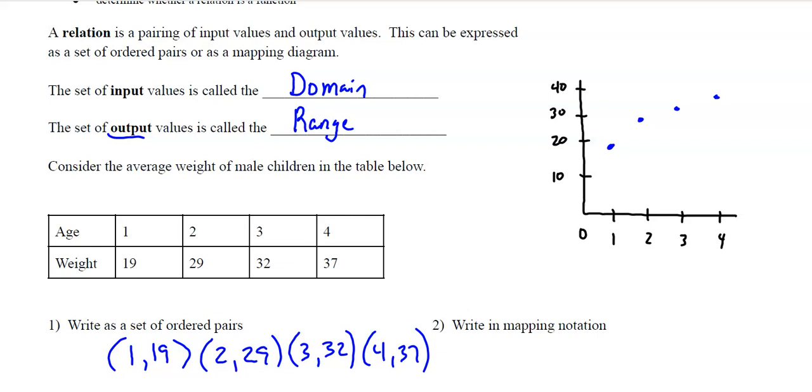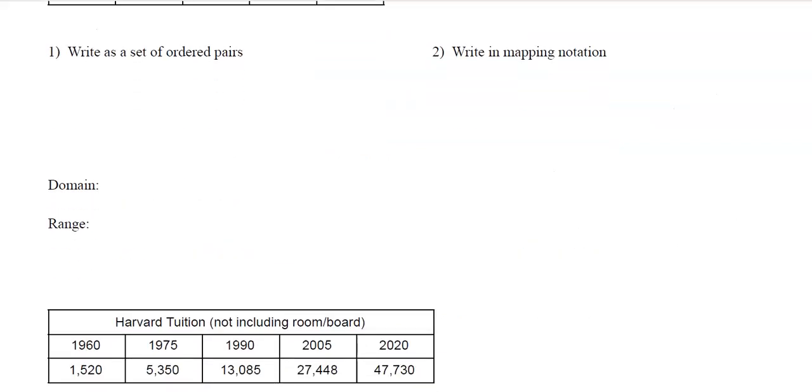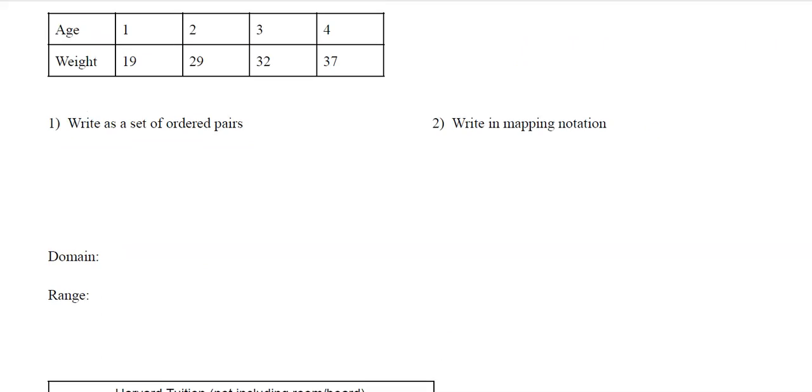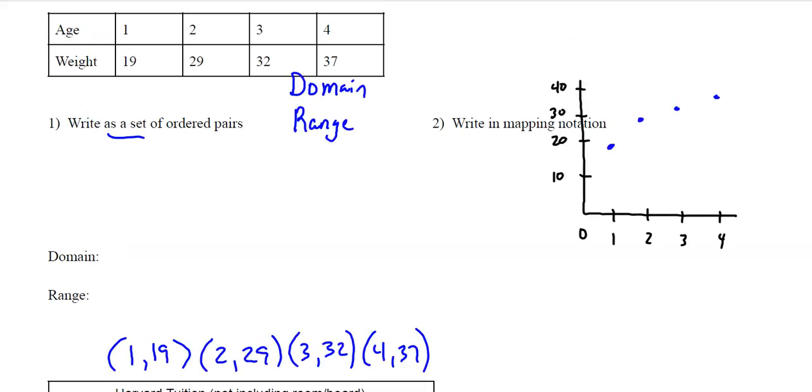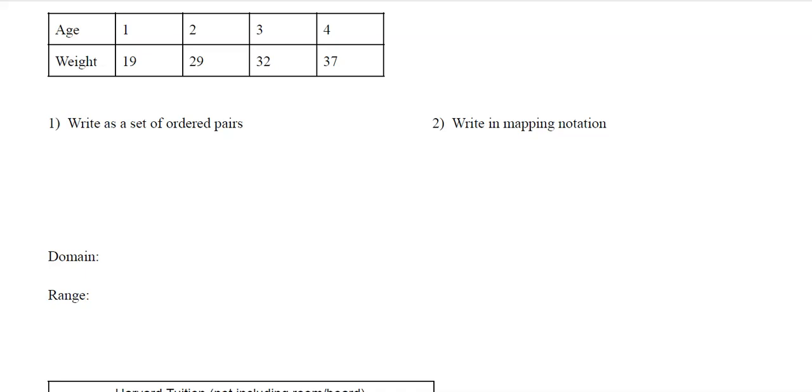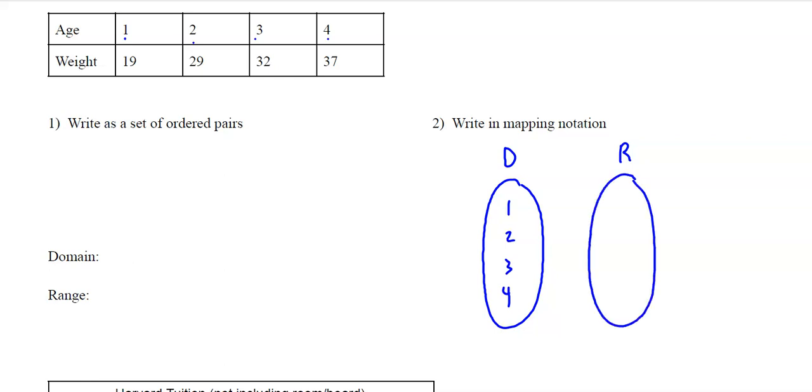So we could also show this in mapping notation. So let me just show you what that is. I'm going to come down, and mapping notation looks something like this, where we have, I'll put D for domain and R for our range. And basically you put all of the elements that are in the domain, like 1, 2, 3, and 4, you write those over here. And then you put your elements that are in the range, 19, 29, 32, and 37.